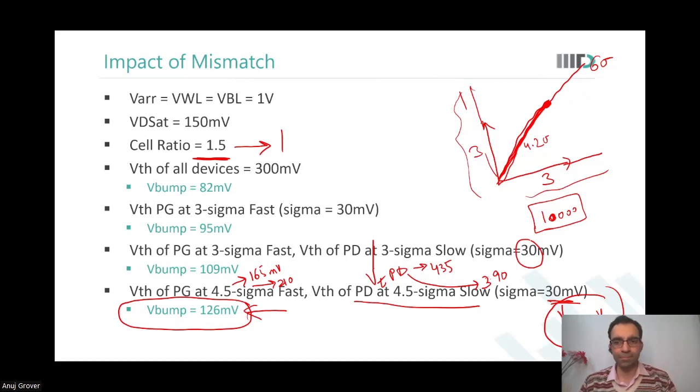Okay. So I had a question. For example, you're seeing with the mismatch, when we have a cell ratio of 1, then by statistical analysis observation, we can see that the V bump might slightly decrease. But as a designer, I only have the cell ratio in my control. The VT mismatch is not in my control. So as a designer, I should be designing a cell ratio of 1.5, right?